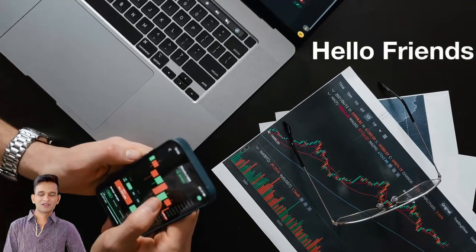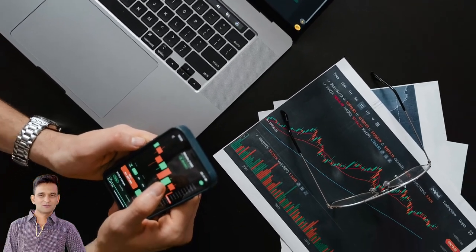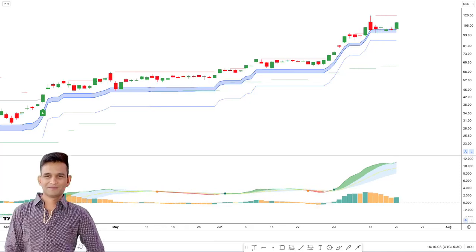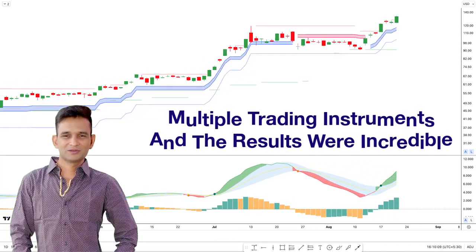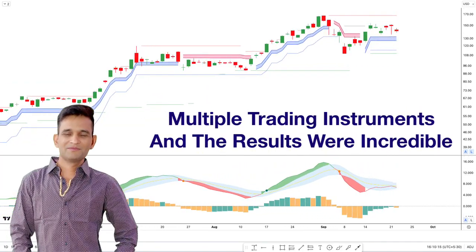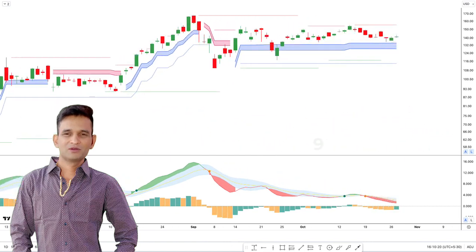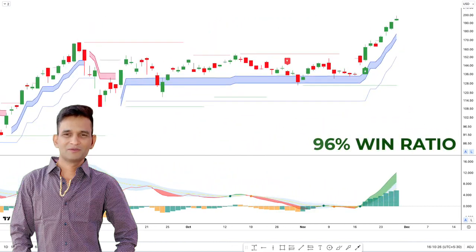Hello friends, with this trading strategy, it is almost impossible to lose money. I tested it on multiple trading instruments and the results were incredible. The win ratio sometimes reaches 96% and above.